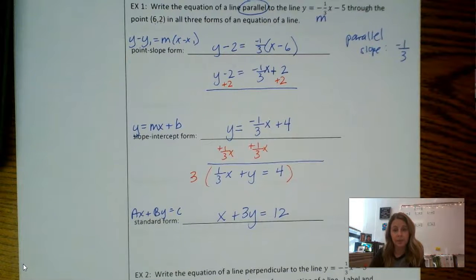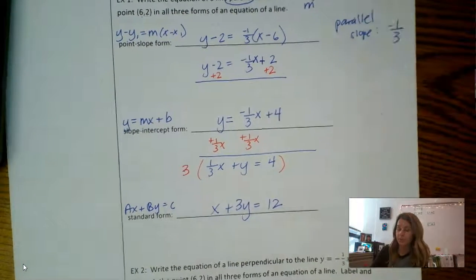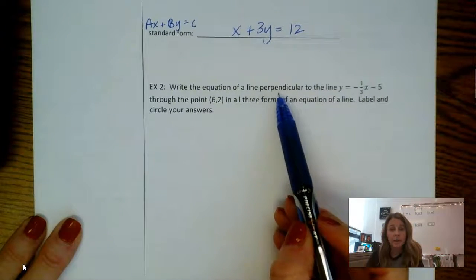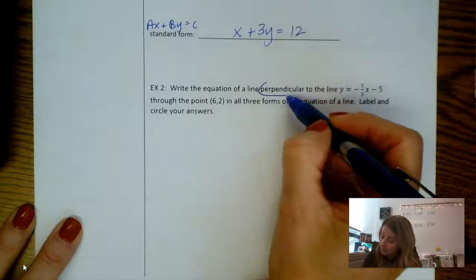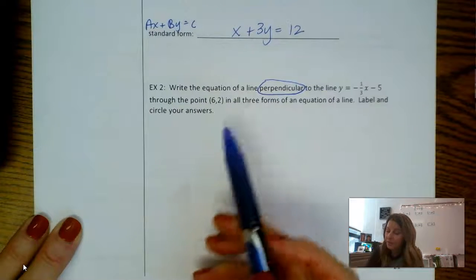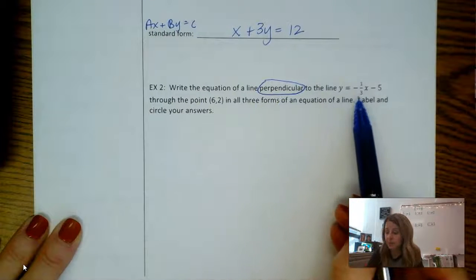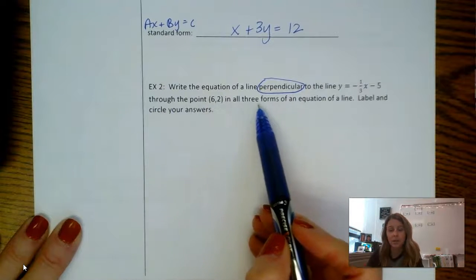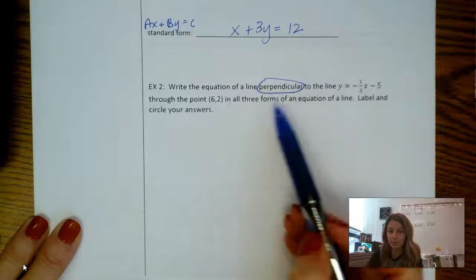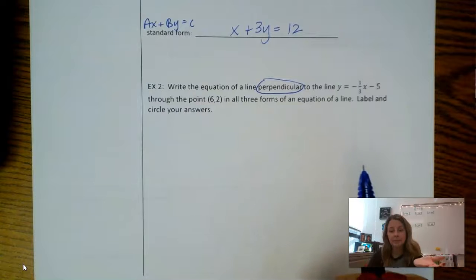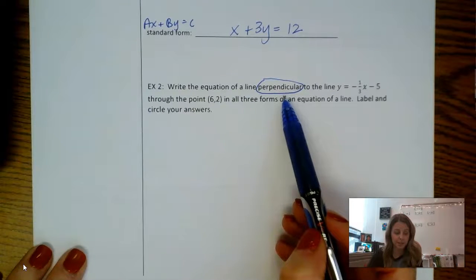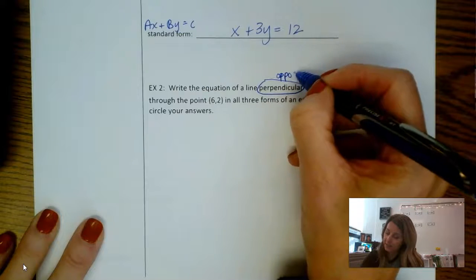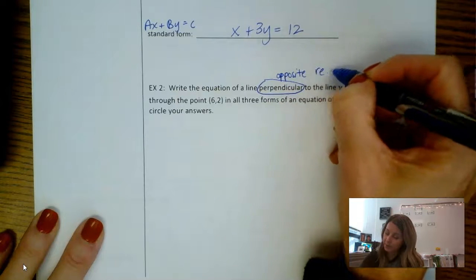Okay, let's do another one. Number 2 here. Write the equation of the line perpendicular to this line, it's the same line as above, and through the same point in all 3 forms of the equation. Label and circle your answers. I'm really going to use the same equation, but I need to think about perpendicular. Perpendicular, I'm thinking opposite reciprocal.